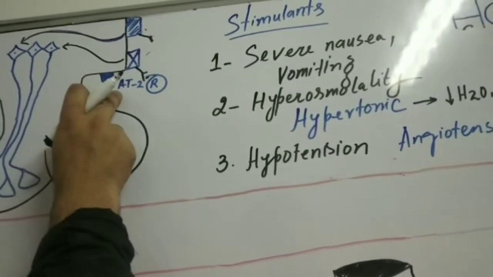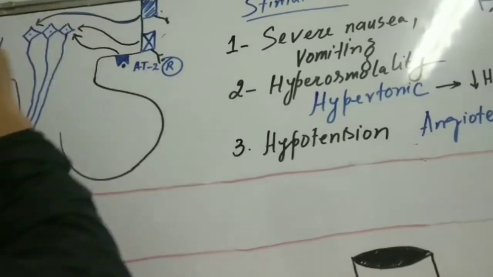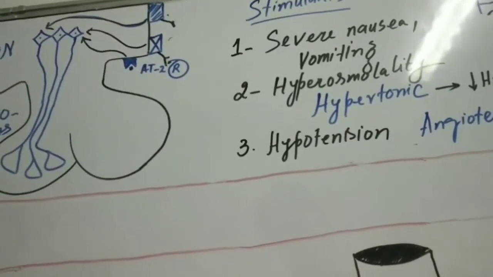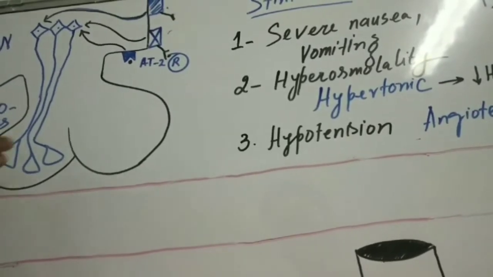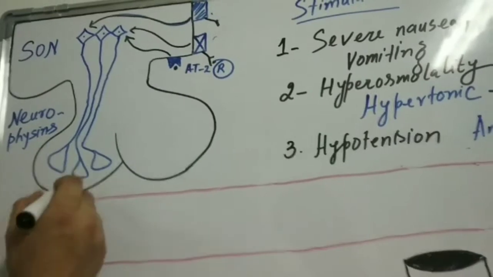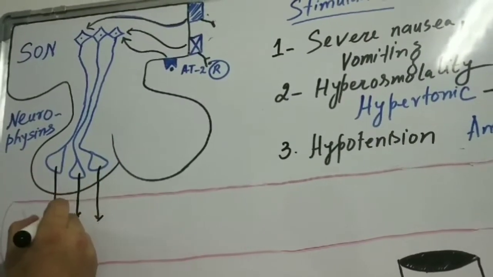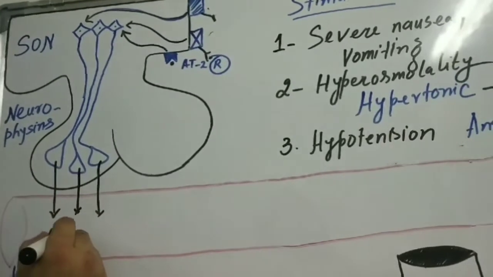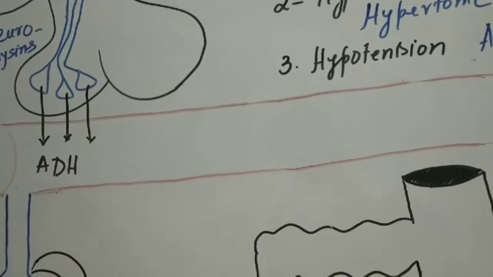Now, whenever the angiotensin 2 receptor is stimulated, it again gives the signal to the supraoptic nucleus. Now, again the ADH is secreted into the blood. Suppose our ADH has now come into the bloodstream. Where it will go, we will see.